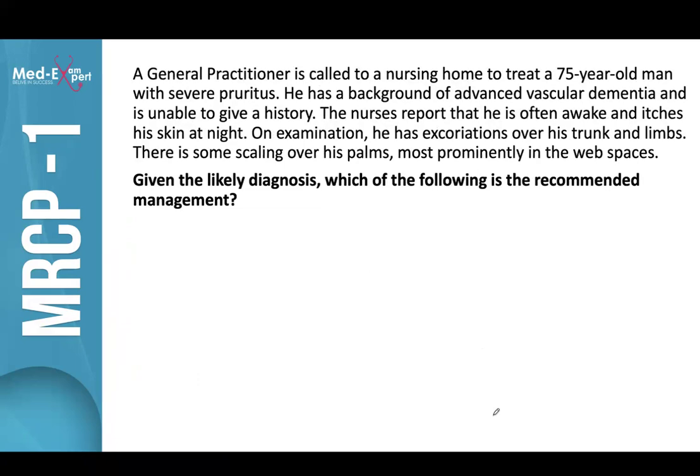Now comes the next question. A general practitioner is called to a nursing home to treat a 75-year-old man with severe pruritus. He has a background of advanced vascular dementia. He is unable to give a history. Nurses report he is often awake and itches his skin at night. On examination, he has excoriation over his trunk, limbs, and scaling over his palms, most prominently on the web spaces. Now tell me what is the diagnosis, then we will go for the treatment.